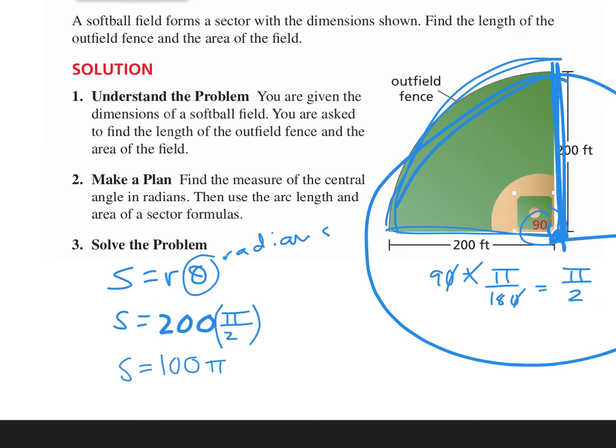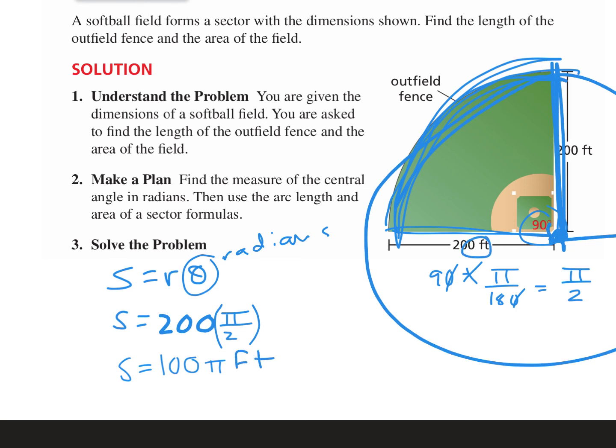100 pi what? What measure do you think this outfield fence is? Is it yards, miles? Feet. Since this was feet, our answer is in feet. You should always just put the unit.